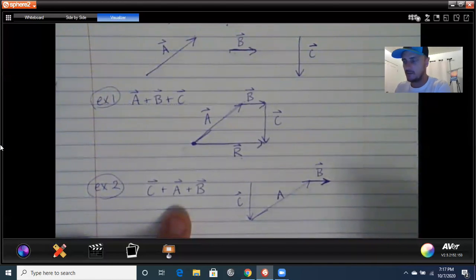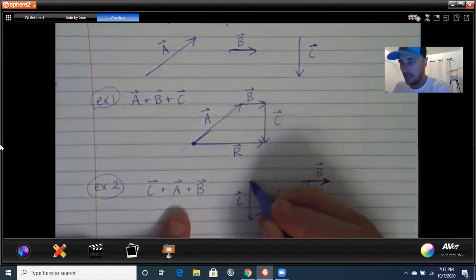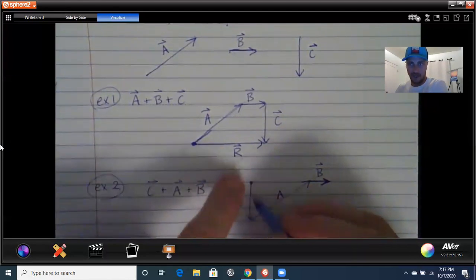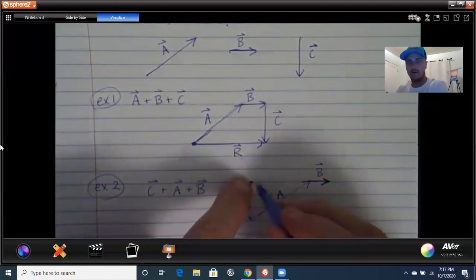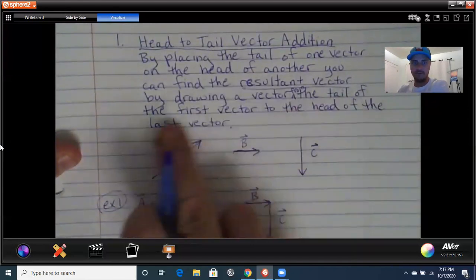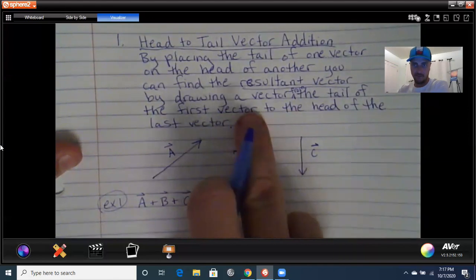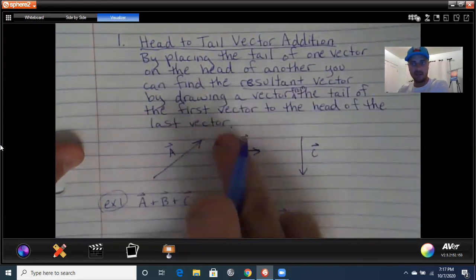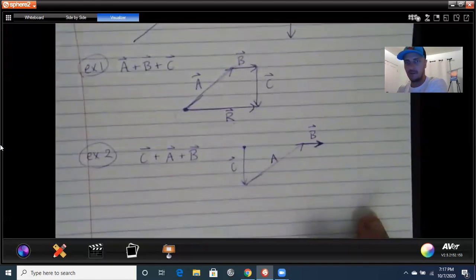Do we get the same answer? Well, I have to start at the tail of the first vector that I used to add, right? And go from there to the head of the last. That's what it says here to do. Go from the tail of the first vector that you started your vector addition with to the head of the last vector. That's your resultant.